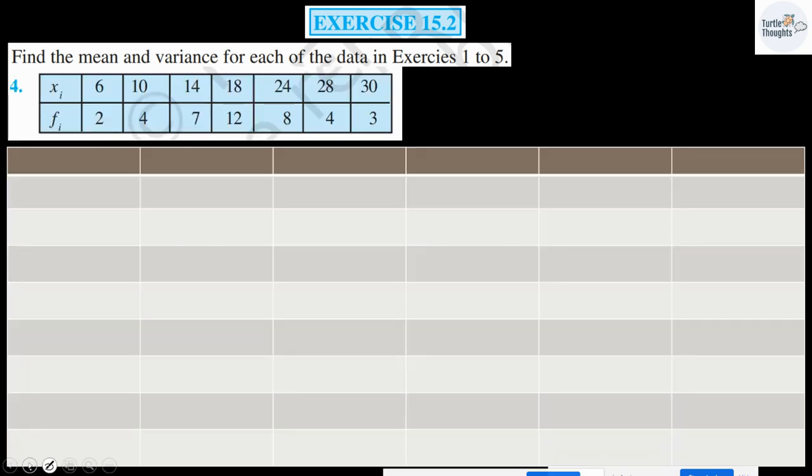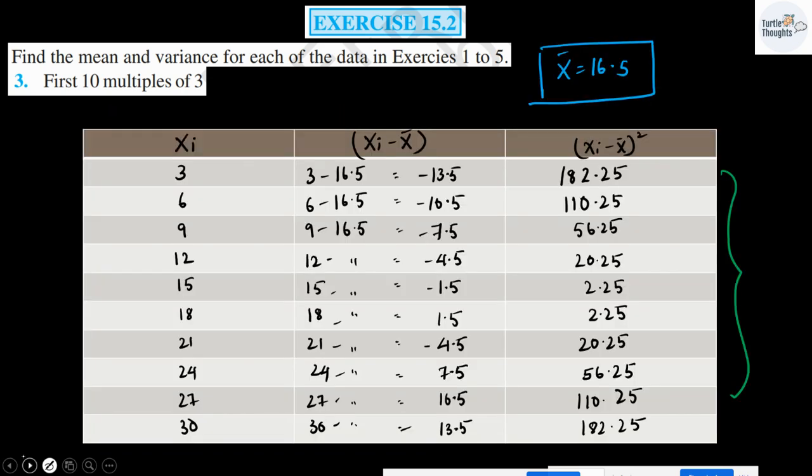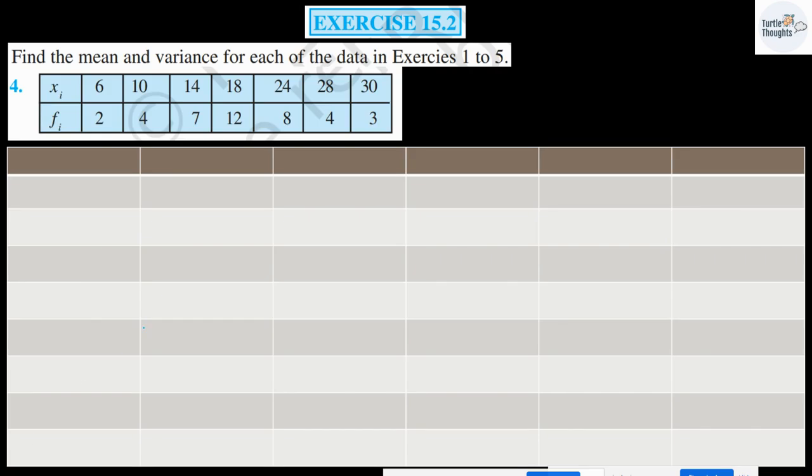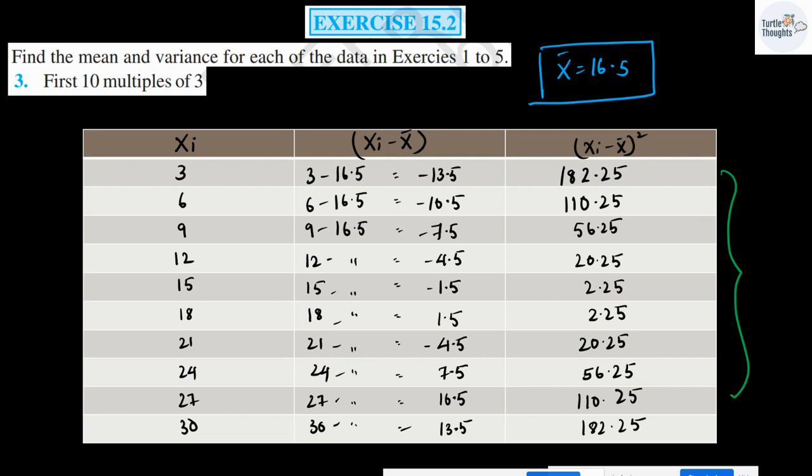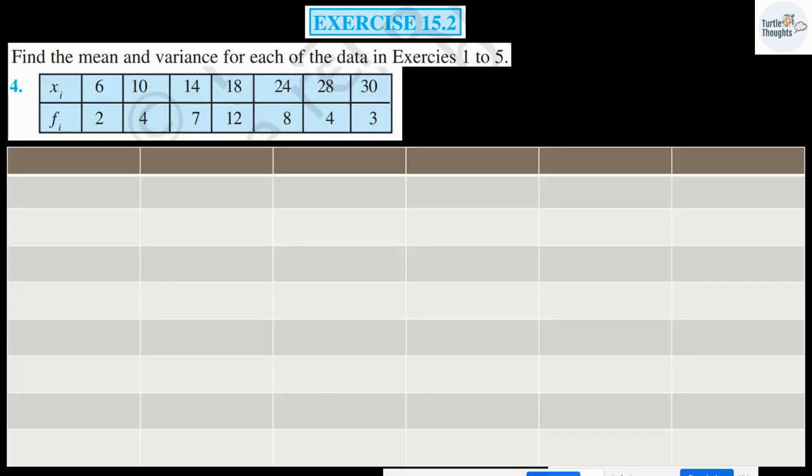Yes. Next, let us go to question number 4. Here, the only difference between the previous question and this question is, in the previous question, the data was given to us, right? Only xi was given. There was no frequency given. However, in this question, both fi and xi are given. So there will be a change in your table. Before, we had only three columns: xi, xi minus x bar, xi minus x bar whole square. Now you will be having two more columns, that is fi and fixi.